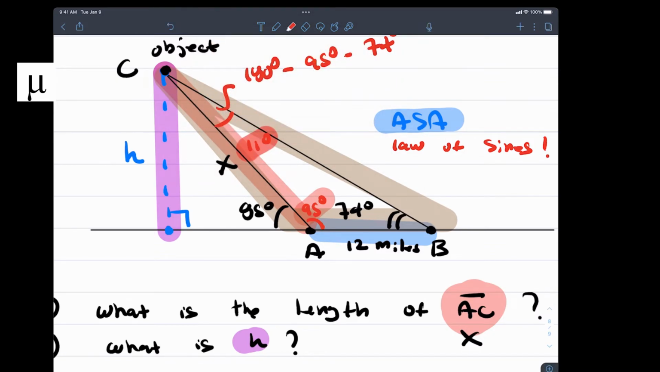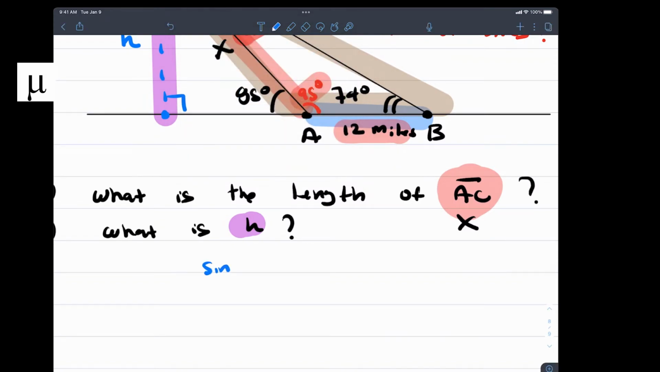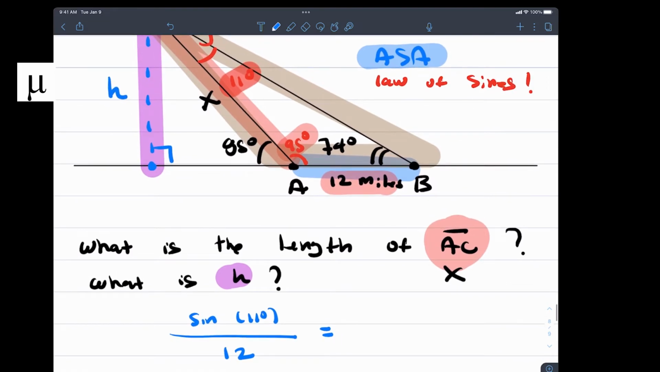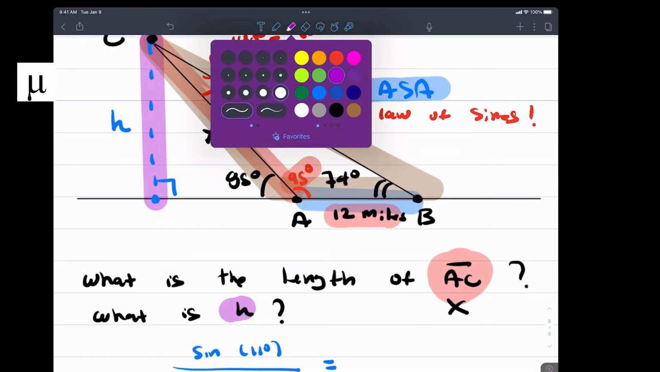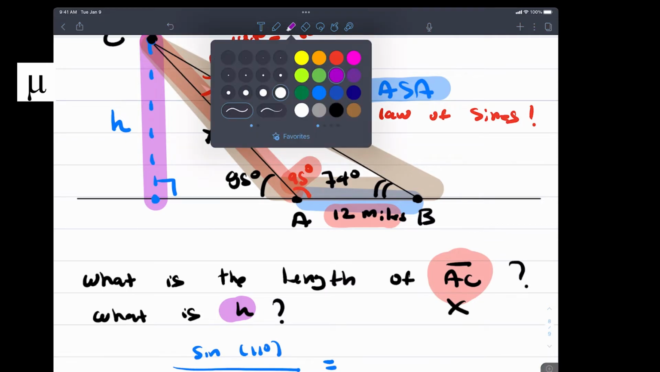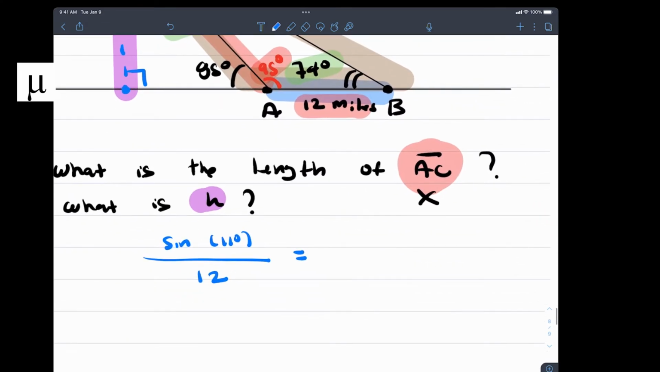Tell me if you guys agree with this. This 11 degrees is opposite the 12, right? So what we know here is sine of 11 degrees over 12 equals, what does that equal? Sine of what? Remember, they have to be opposite. 74 and x are opposite. And let me use a different color. I have no idea. Green. Okay, you guys okay with that? So you can say sine of 74 degrees over that x.